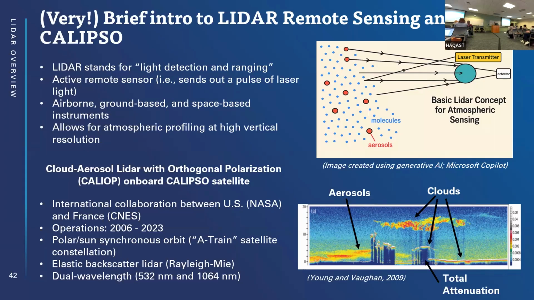On the bottom is a little bit of an explanation of some of the stuff I'll be talking about with CALIPSO, which was our spaceborne LiDAR mission that ended in 2023 after 17 years. That's showing another example of where we can see the aerosols and clouds and get that vertical component.